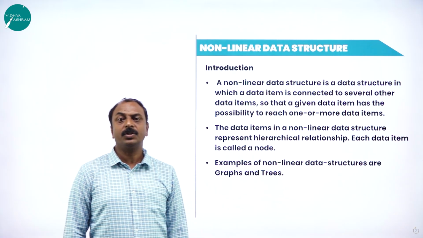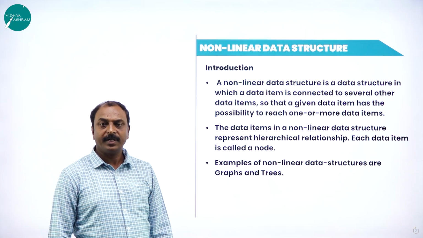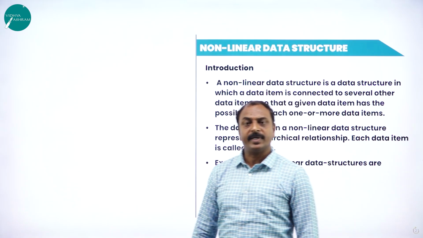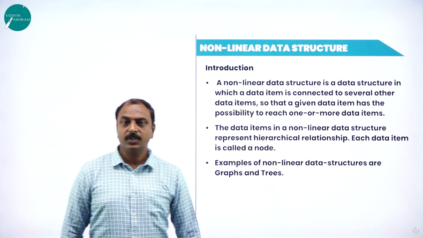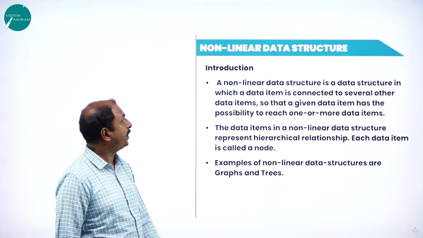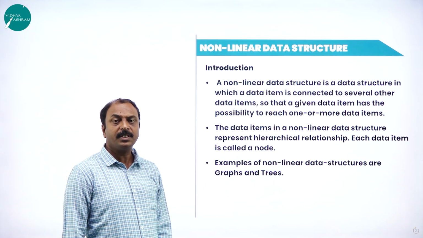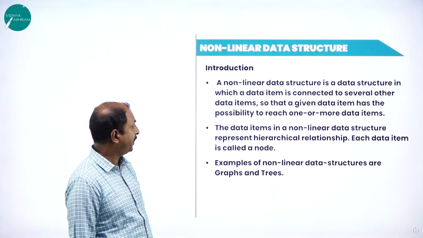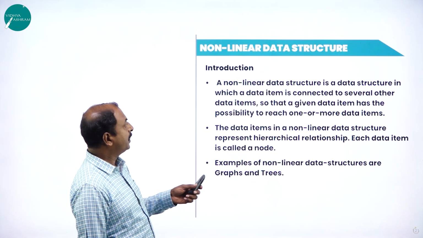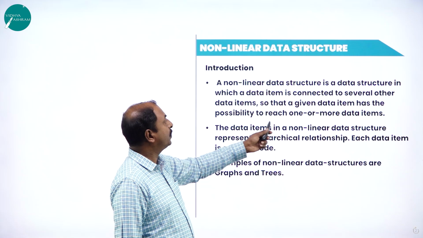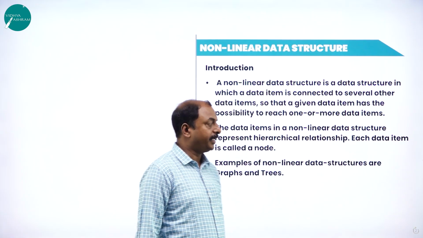And if you see the definition of linear data structure, the data items are connected or arranged in a sequence or a continuous sequence. So that is a linear data structure. But in a non-linear data structure, data items are not arranged in a definite order. So that is the meaning of it has the possibility to reach one or more data items.